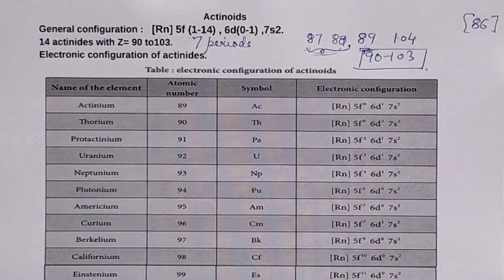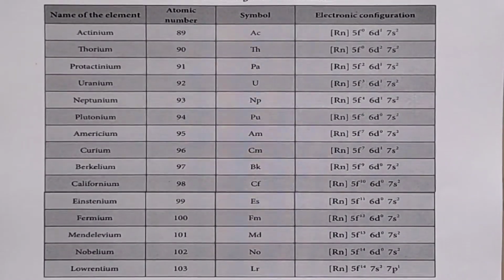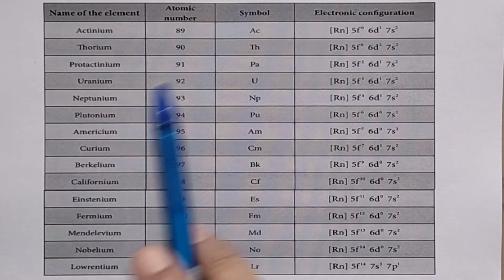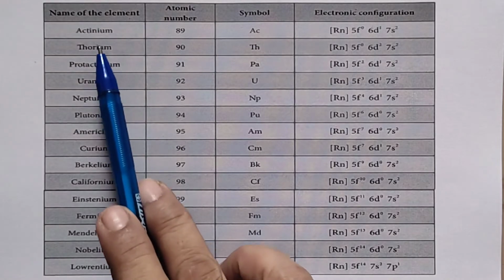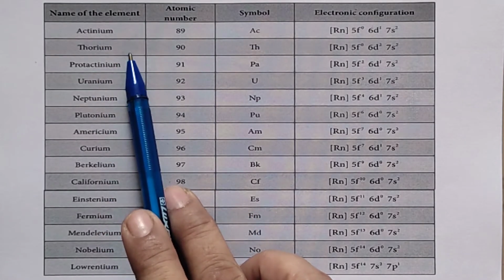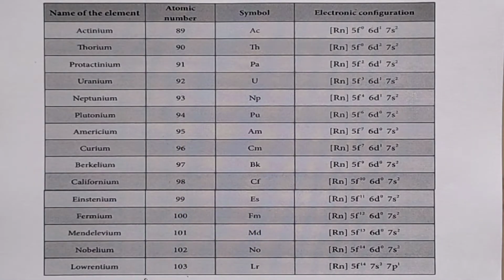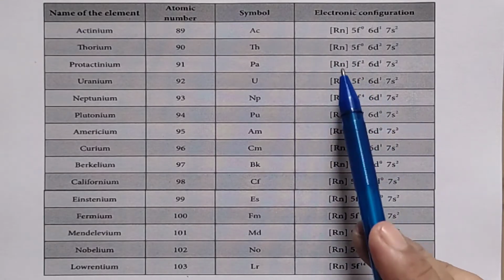Fine with the configuration? Now just have a look at the configurations of actinides. In the complete screen you have the configurations. Actinium. Actinium is a member of D block. Thorium is the first member of actinoids. So 90 to 103. Lawrencium is the last one. So check the configurations.